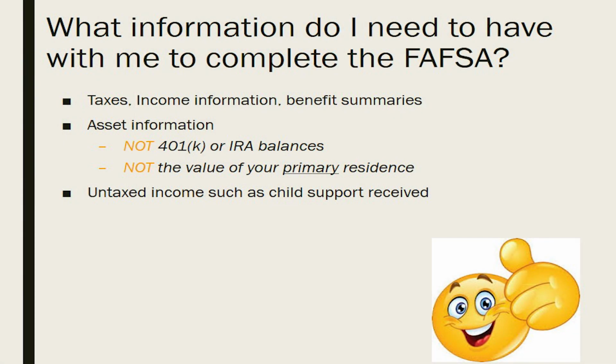So information that you're going to need to have with you to complete the FAFSA, definitely Social Security cards, just because I think a lot of times, especially if the student's filling it out, they may not be as familiar with their Social Security number, and so it's a good idea to have it just so that they can reference that. Taxes from 2018, income information, and benefit summaries, okay?